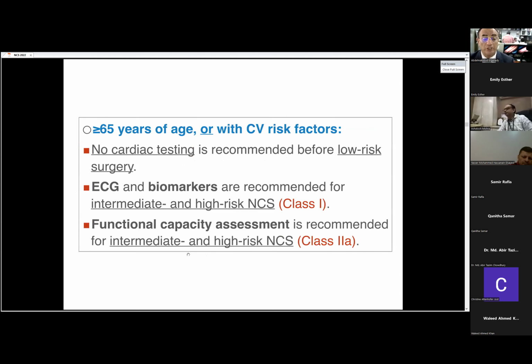Second group of patients: you have a referral from our colleague from the surgery department, and the age of the patient is 65 or more, with cardiovascular risk factors. So here, no cardiac testing is recommended before low-risk non-cardiac surgery, but in moderate and high-risk non-cardiac surgery, ECG and cardiac biomarkers are indicated, class 1 indication. Functional capacity assessment is also recommended in intermediate to high-risk surgery, and this is class 2, level of evidence A.